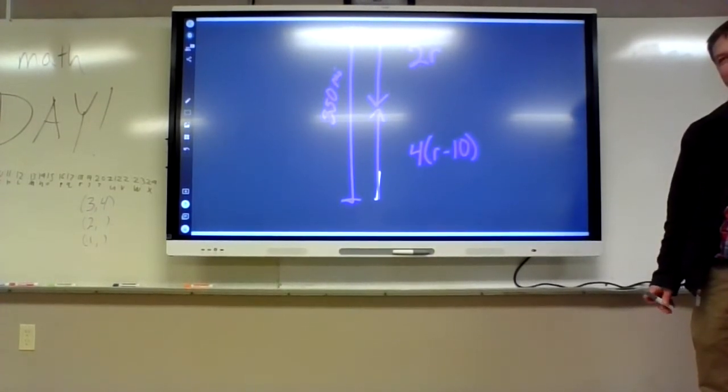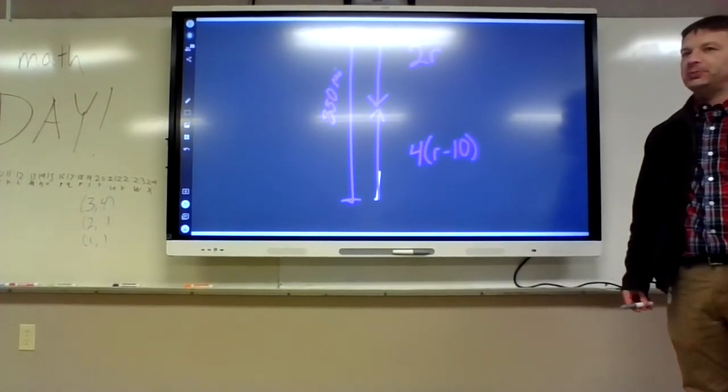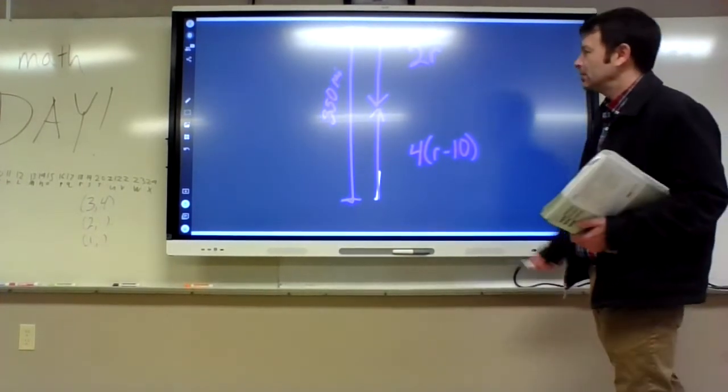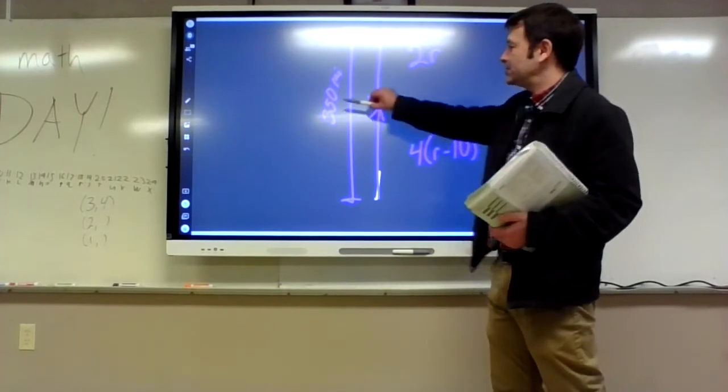Okay, and then what would the equation be? It's kind of the same as all the other ones. 4 times this distance plus 2 times this distance equals total distance.